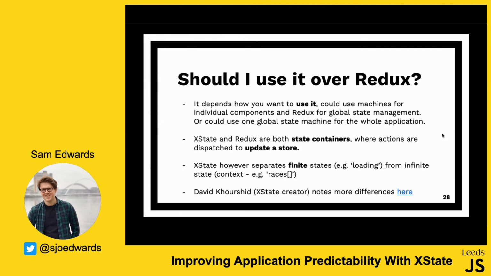Similarities: they're both state containers and they essentially both update a store, whereas in XState it's called the context, but it is really a store. But the difference between XState and Redux is that the steps are finite, so I can only dispatch actions when I am in a certain state at any point in time. There's a really good Stack Overflow trace that I've linked here where the creator goes into a bit more detail on that.